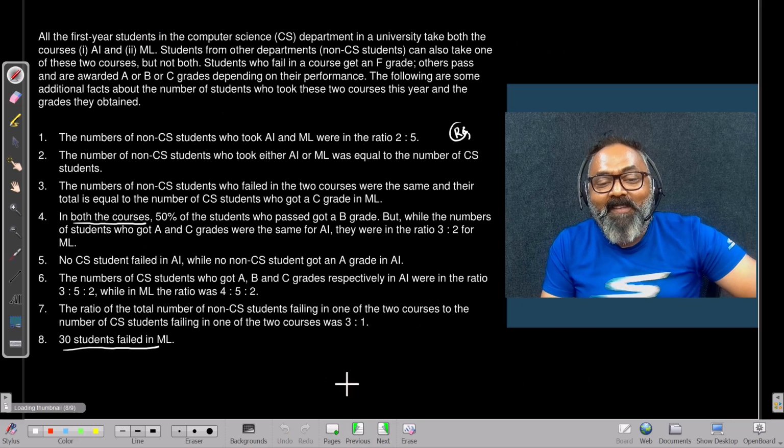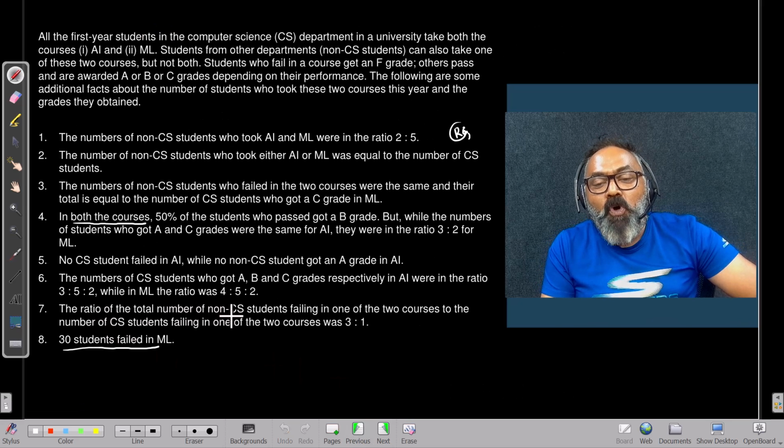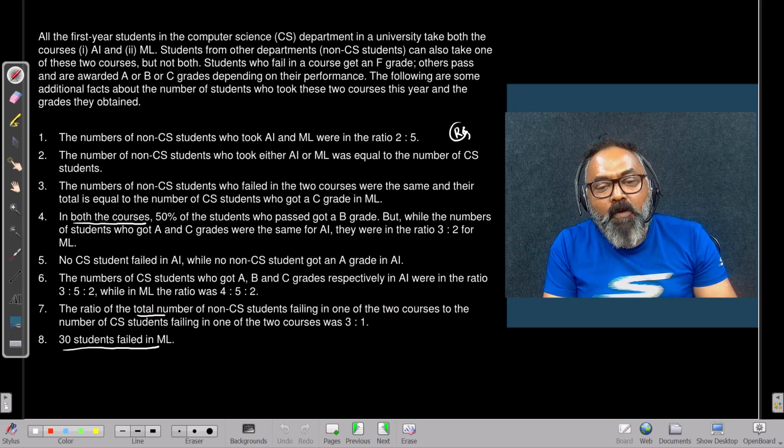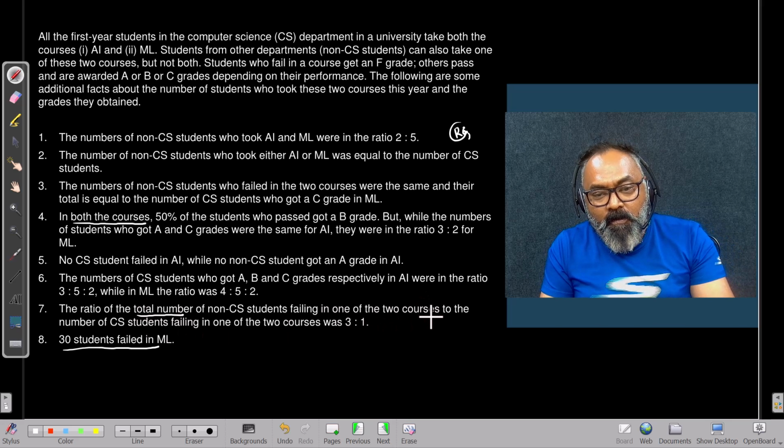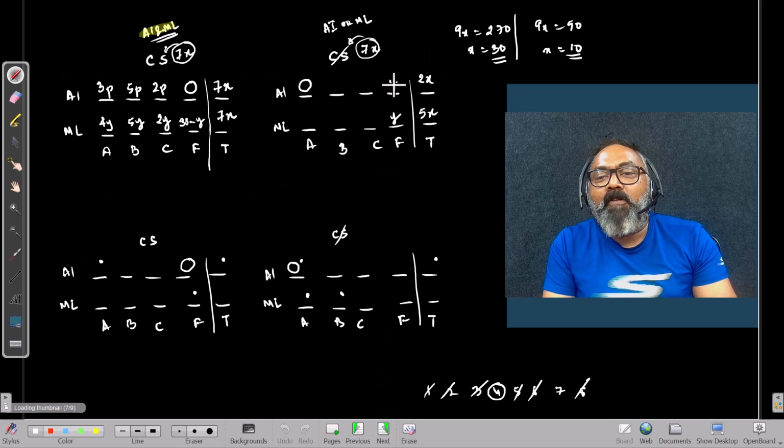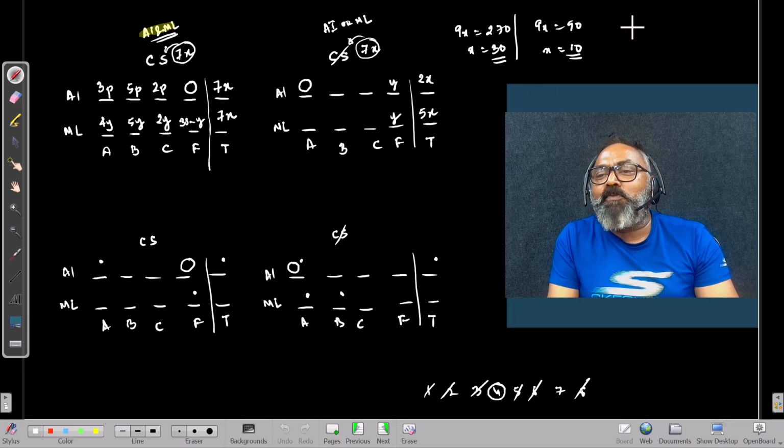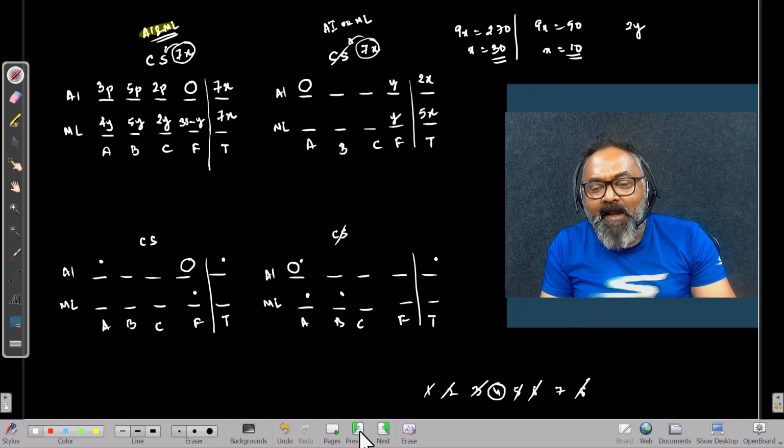Let's go back and look at 7. The ratio of the total number of non-CS students failing in any one of the two courses, which would be this y plus y, 2y, right? So that is 2y. Let's put it here. Working 2y.